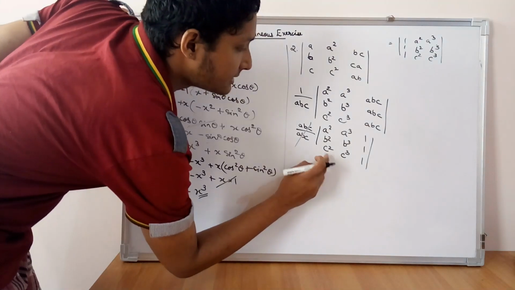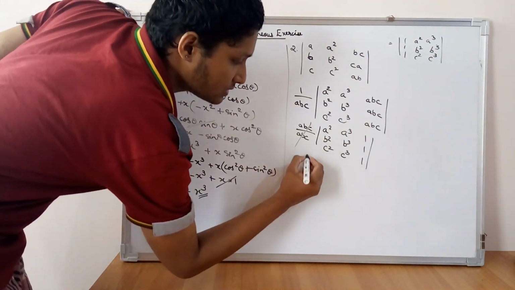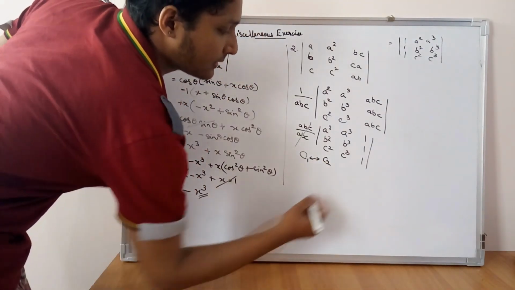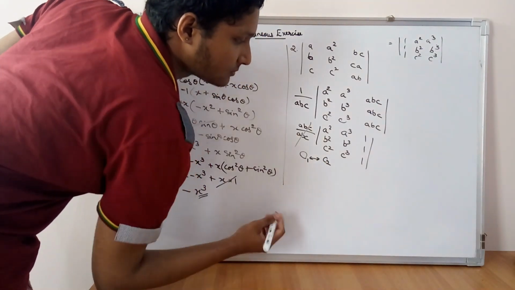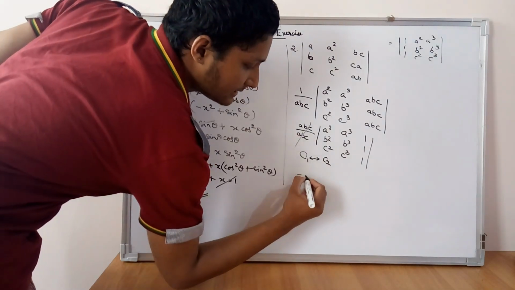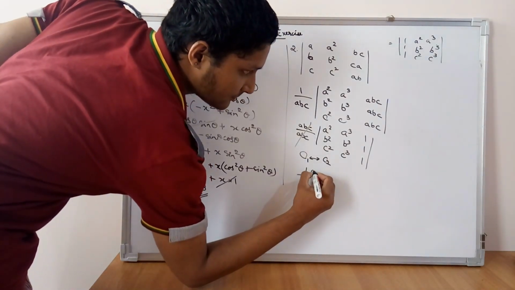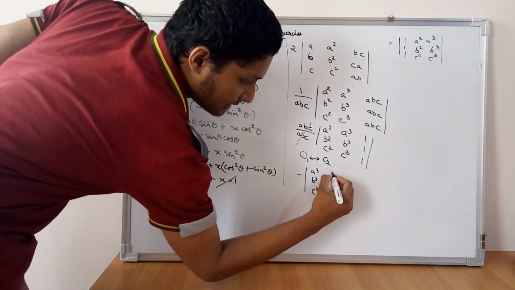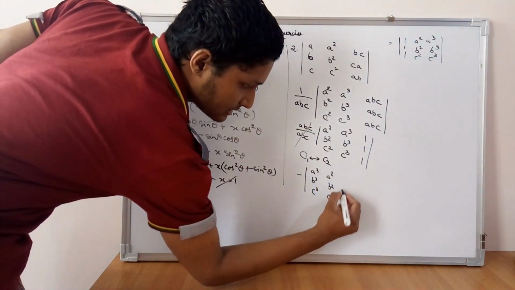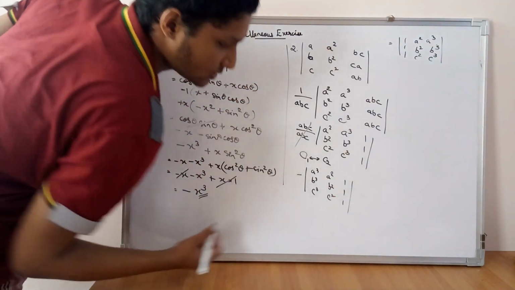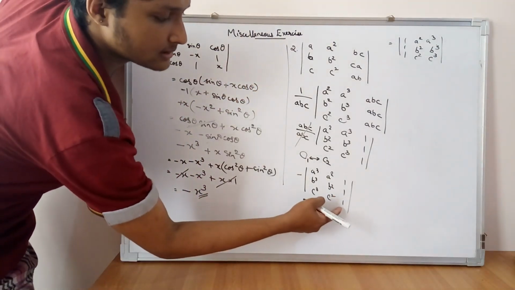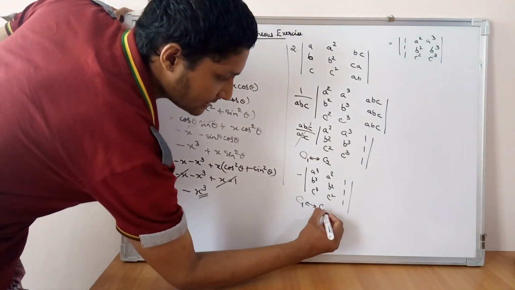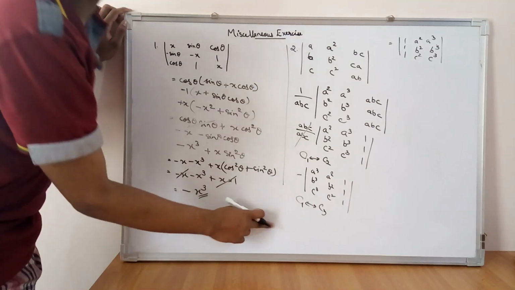So this should go here, right? So C1 is going to change to C2. At that time what will happen? We put one minus sign here. So this is a cube, b cube, c cube, a square, b square, c square, 1, 1, 1. So this column should come here. So C1 interchanging with C3. Again one more minus sign comes here.